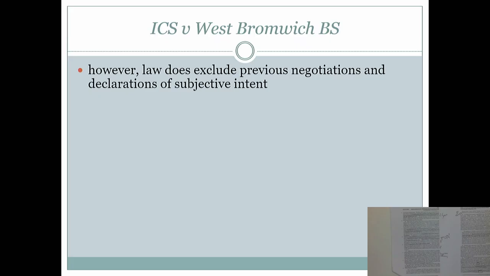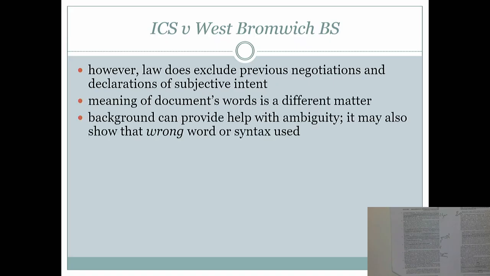He also goes further than the approach we saw in Melanesian. Remember, in Melanesian they said we could only go outside the words of the document where there's an ambiguity, on the face of it. Lord Hoffman goes further. He says the background can indeed help with ambiguity, but it can also show that an unambiguous word was actually wrongly used. So you can go to the background for every single word in the agreement, because how do you know if it's wrong or not unless you've looked at the background?